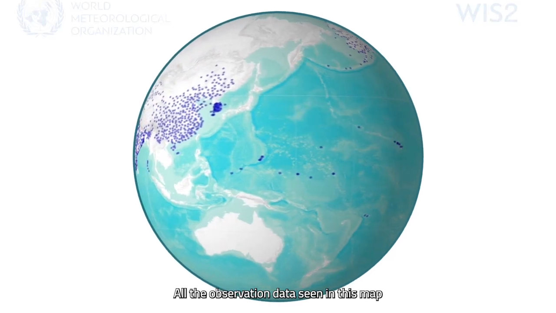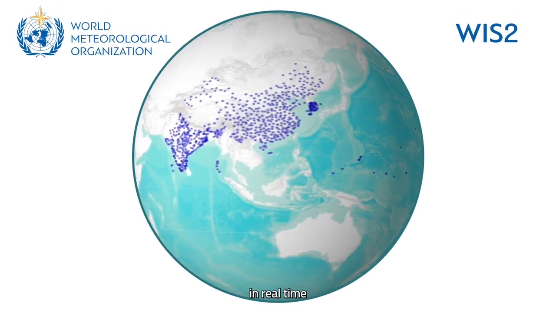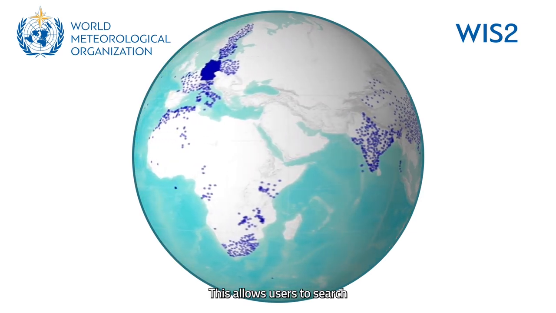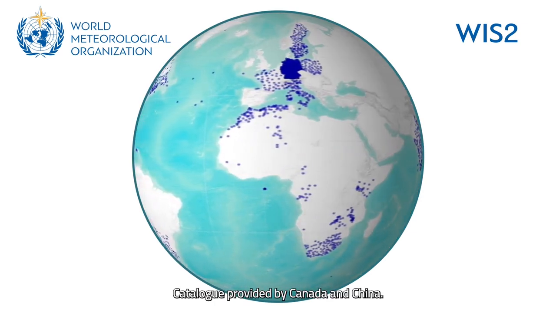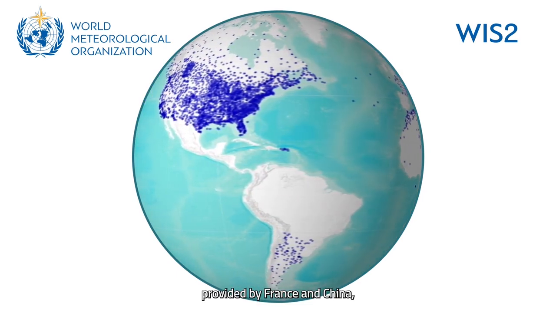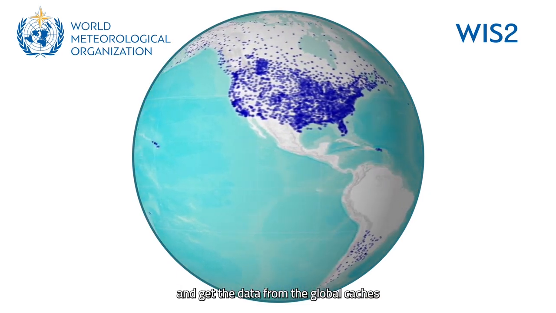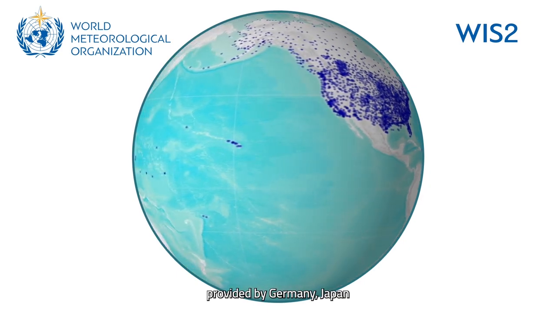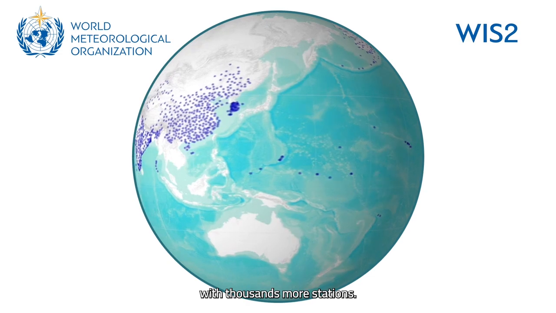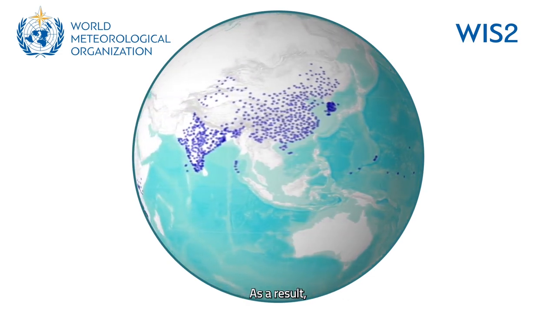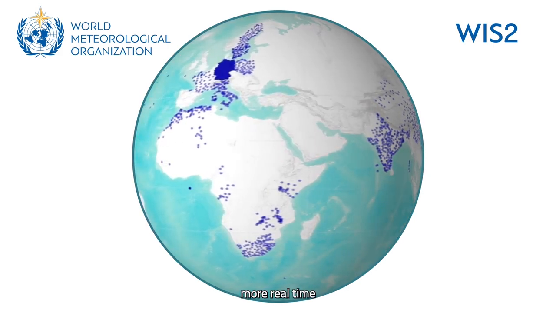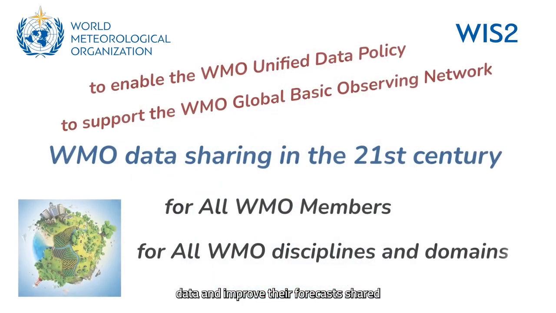All the observation data seen in this map are shared in real time through WIS2 in a pilot setup. This allows users to search on a global discovery catalog provided by Canada and China. Here they can subscribe to the global brokers provided by France and China and get the data from the global caches provided by Germany, Japan, and the United States. We hope to fill up this map quickly with thousands more stations. As a result, WMO numerical weather prediction centers will be able to access more real-time data and improve their forecasts shared on WIS2.